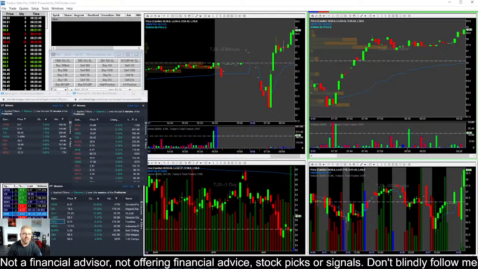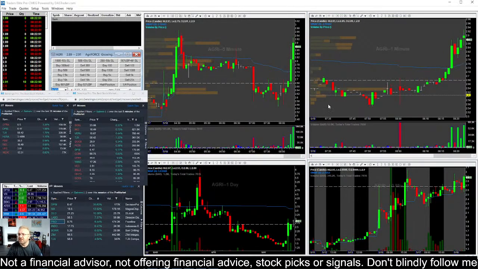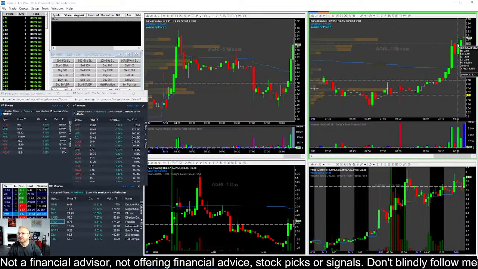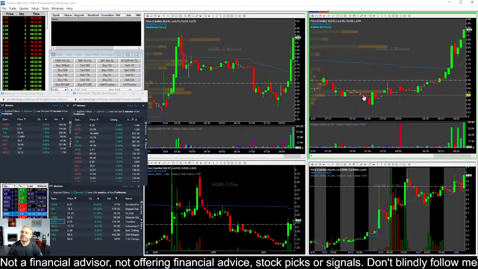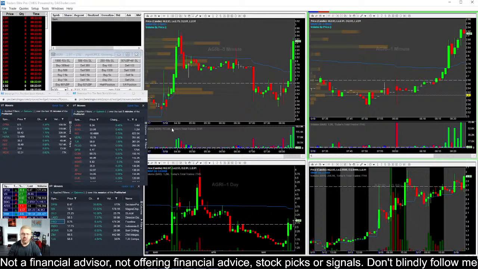Agri. Agri had a good move yesterday. Oh, we missed a nice little entry there. 286. It had a good move yesterday. It didn't quite get over $3, so it wasn't at the levels that I was going to trade it. But it had a good day yesterday. It moved fairly well on Monday as well. It actually started on Thursday, Friday last week with the upturn in the markets. But yes, this week Agri's moving fairly well.